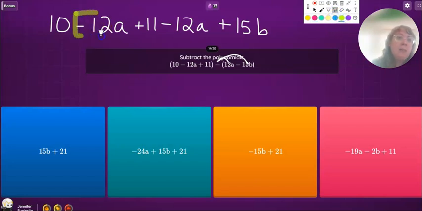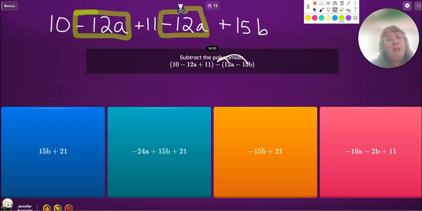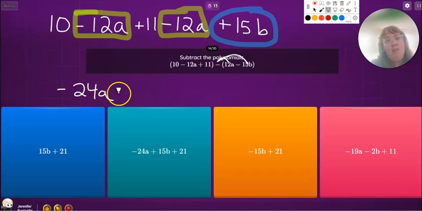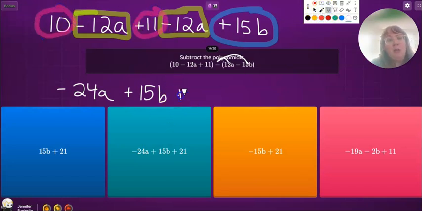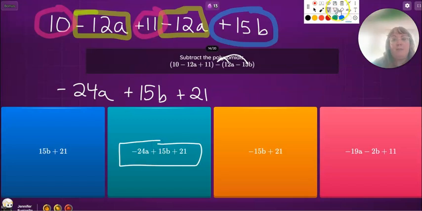Like terms, we're going to combine this negative 12a with another negative 12a, which gets us a negative 24a. Then we can see this 15b. That'll stay on its own. There's no other b terms. And then we have 10 plus 11, which is 21. So we have negative 24a plus 15b plus 21. Beautiful.